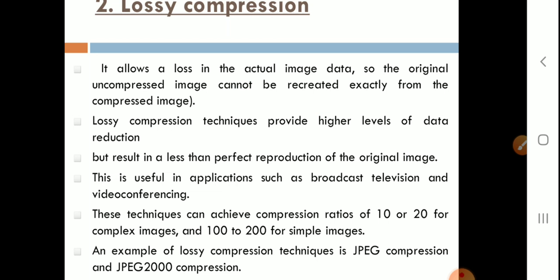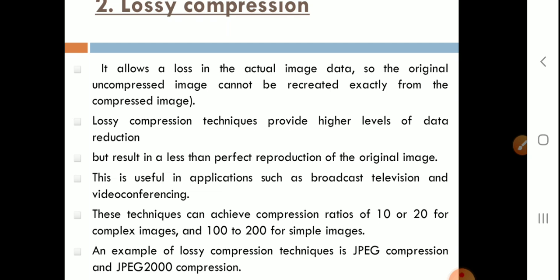Next we have the lossy compression. It may allow loss in the actual image data, so the original uncompressed image cannot be recreated exactly from the compressed image. In lossy compression, the compression goes to an extreme level and most of the information content is lost, because we reduce the size too much. Because of that drawback, it becomes difficult to bring the original image back from the compressed image.